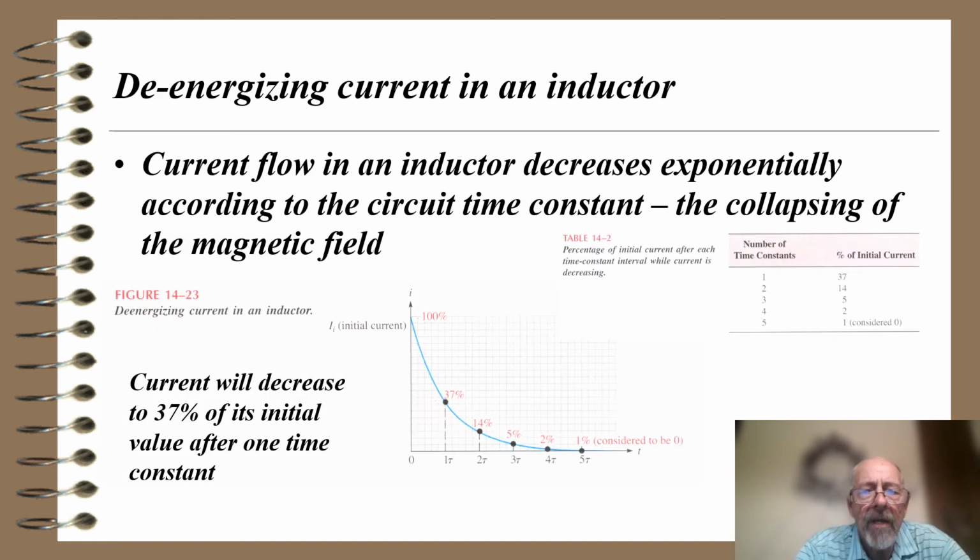So here's de-energizing current in an inductor. Current flow in an inductor decreases exponentially according to the circuit time constant, the collapsing of the magnetic field. And notice here, again, the 37%: after one time constant, current will decrease to 37% of its initial value. It takes time for the magnetic field to collapse, and it does it in an exponential fashion.